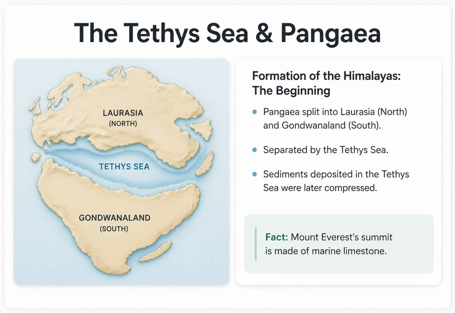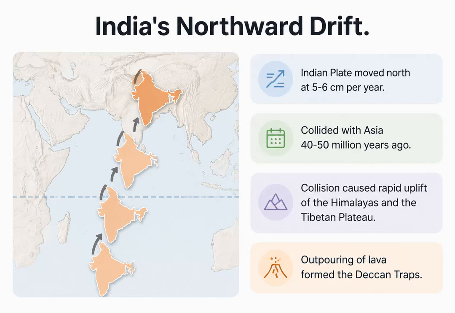To understand the greatest example of this, the Himalayas, we have to go back 250 million years to the supercontinent Pangaea. Pangaea split into a northern landmass called Laurasia and a southern one called Gondwanaland. Between them lay a shallow ocean called the Tethys Sea. For millions of years, rivers dumped sediments into this sea. Amazingly, because these seafloor sediments were eventually folded and pushed skyward, the very summit of Mount Everest is actually made of ancient marine limestone.